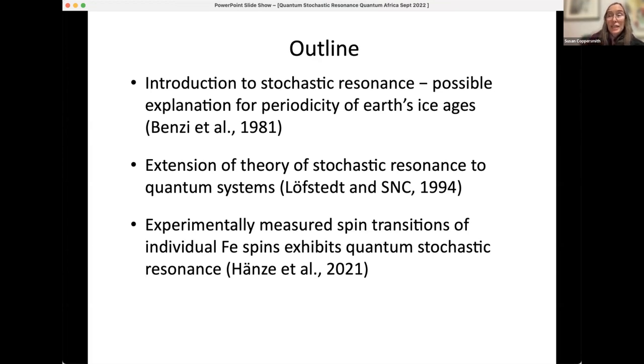It was very exciting to me to see the tremendous developments in nanotechnology that made it so that now we can. The experiments I'm going to show you are really convincing and extremely well controlled. What's actually being measured are individual spin transitions of individual iron atoms sitting on a substrate. This work was published last year, and I think it really demonstrates that this kind of phenomenon occurs not just in the Earth's ice ages, but also on the single atom scale.